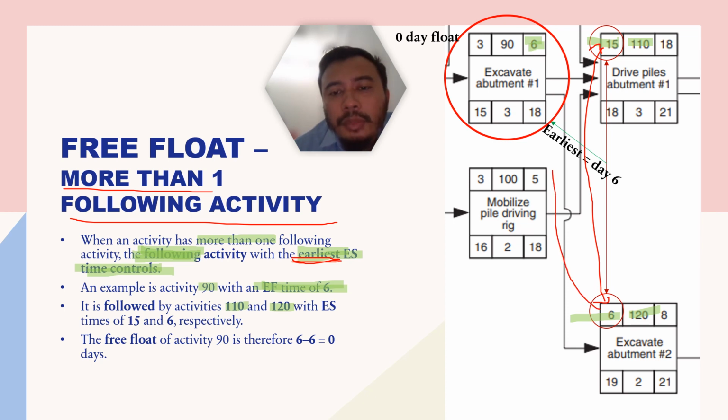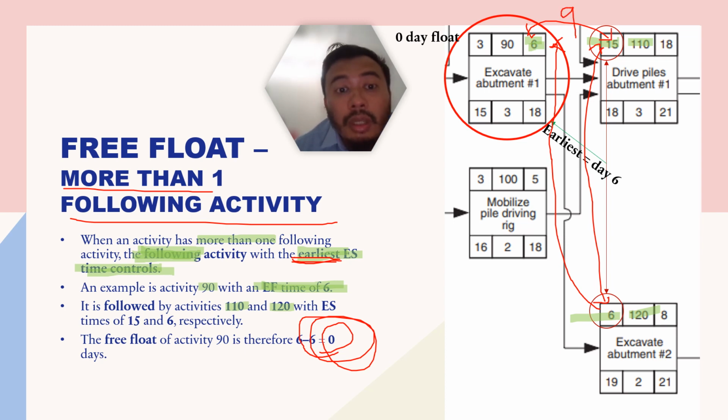So day 6 becomes the day that controls the free float. In this case, there is no free float, zero free float. If you mistakenly choose 15, then you will get your free float as 9, but it is wrong actually. That would be wrong. Actually, the activity doesn't have any free float.